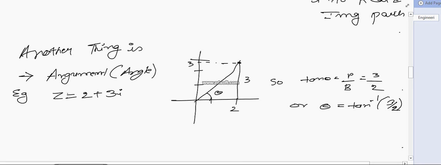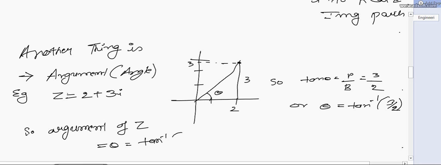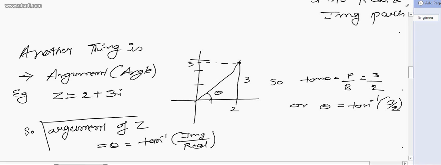So the argument of z is equal to theta, which is equal to tan inverse of imaginary upon real. So remember this one.